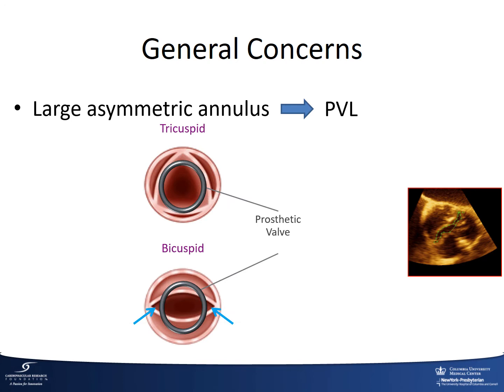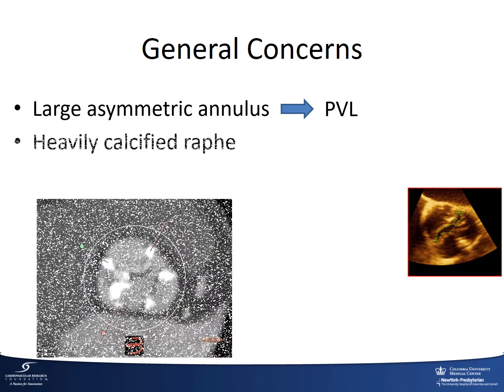As you can see from this cartoon, ideally a trileaflet valve will expand circularly and fill the gaps at the level of the annulus. In a bicuspid valve, there may not be complete circular deployment, and because of the large asymmetric nature, you may have gaps through which you can get paravalvular regurgitation.